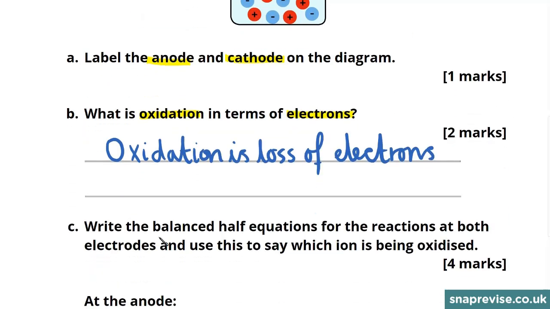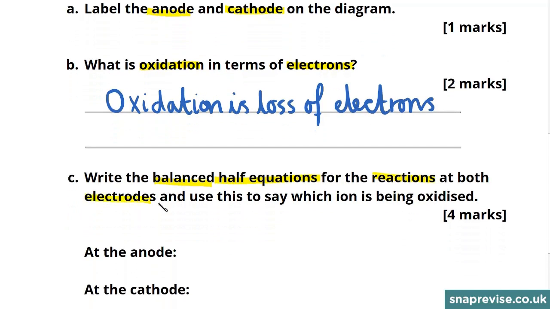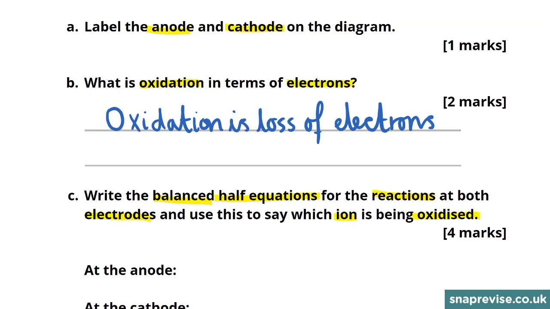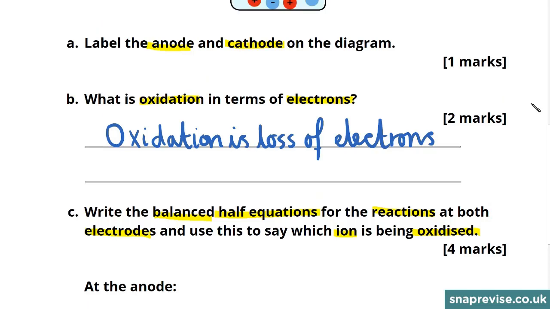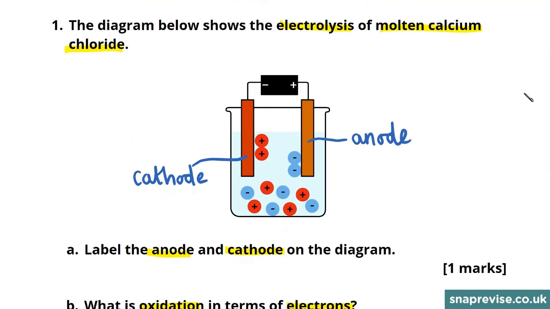We're then asked to write the balanced half equations for the reactions that are taking place at both electrodes, and to use this to say which ion is being oxidised. This question is based upon the fact that the electrolysis process is a redox reaction, and that we can therefore write half equations for what is happening at each of the electrodes, where half equations tell us about the transfer of electrons.